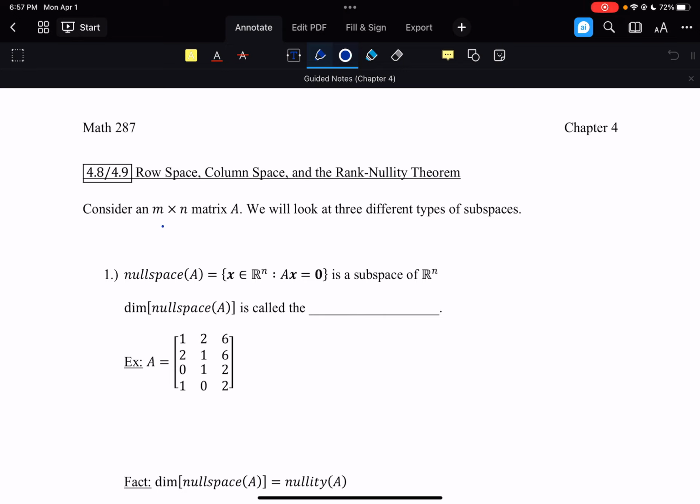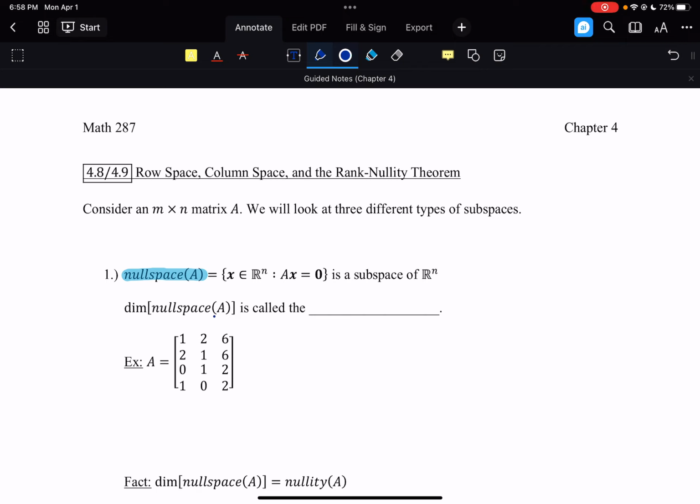So we're going to consider an m by n matrix A, and we're going to look at three different types of subspaces. First off, of course, we have the null space. The null space of A is going to be the vector x, which is an element of Rn, such that A times x equals the zero vector. If you recall, x is the solution set to this homogeneous system of equations, right? If we have this system all equal to zeros, x is the solution set for that system. This is a subspace of Rn. We have proven this in the past.